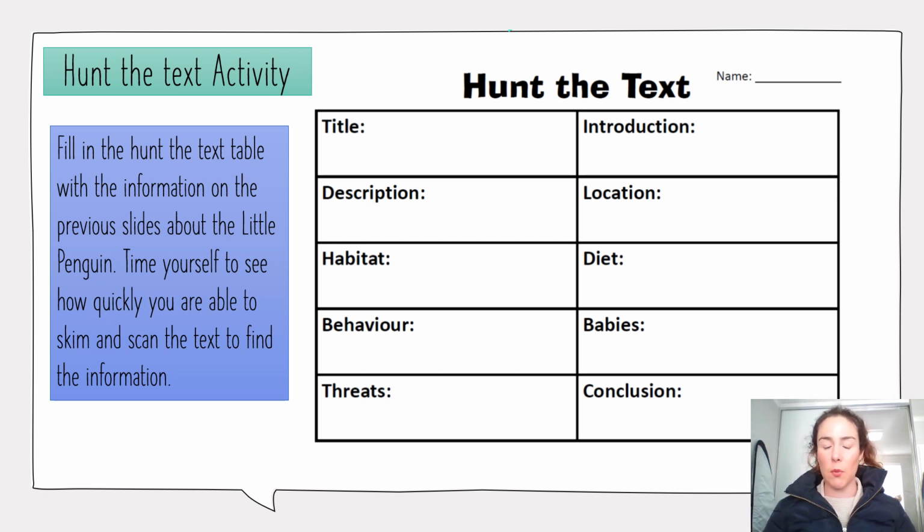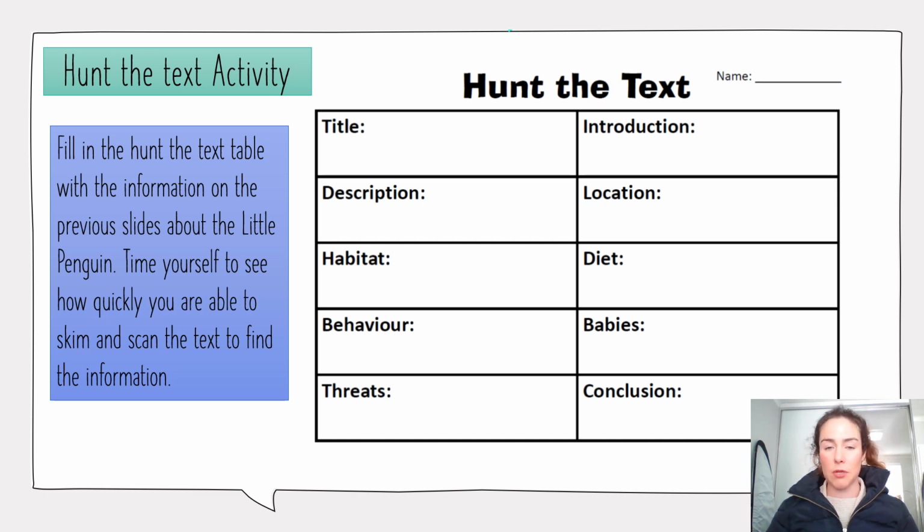All right, your first task now for the day for writing is using our Hunt the Text grid that we had last week as well. So I want you to fill in the Hunt the Text table with the information on the previous slides about the little penguin. And what I want you to do today is time yourself to see how quickly you are able to skim and scan the text to find the information. You might even already remember the title of the text and be able to write it down straight away. So try and time yourself doing this and quickly fill in as much information as you can.